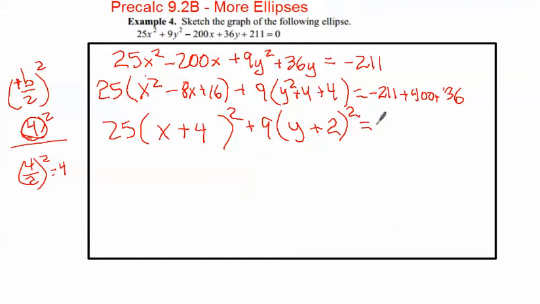And then we can go ahead and add all these constant terms together. We got 436 minus 211, so that is approximately 225 sitting out here. So now, last thing to get this into standard form is to deal with the 25, the 9, and the 225. So we're going to divide both sides by 225.